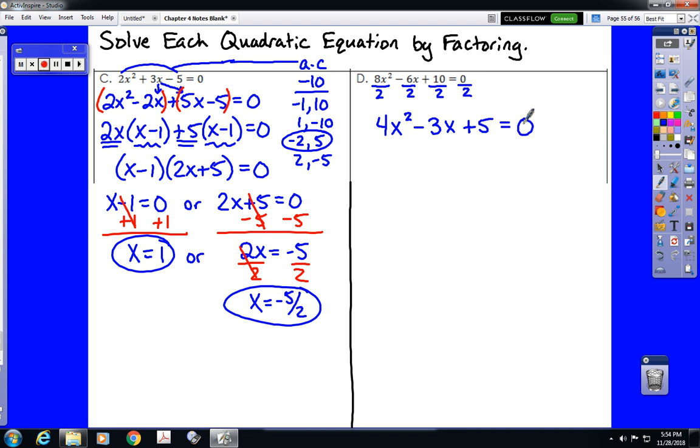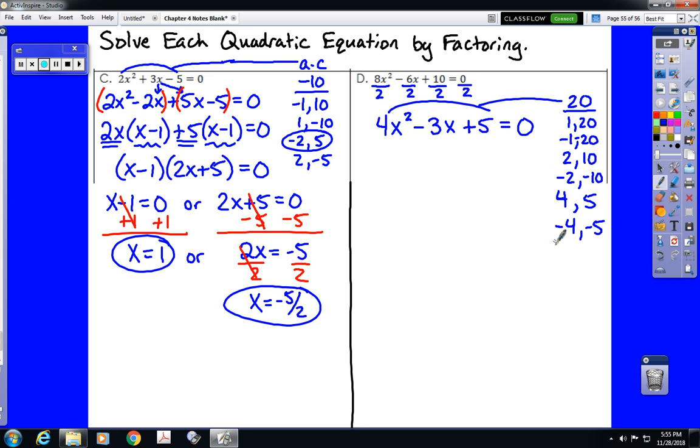Now, the graphs of these two things are not necessarily the same graph, but they do have the same solutions. So that means they are mathematically equivalent when it comes to their solutions. So from there, we would go a times c to see what we're looking at. Well, unfortunately, when we do that, and we go through to look to see what numbers multiply to 20 and add to negative 3, we run into a bit of an issue. This is all the numbers that multiply to 20, and not one pair of them adds to negative 3.